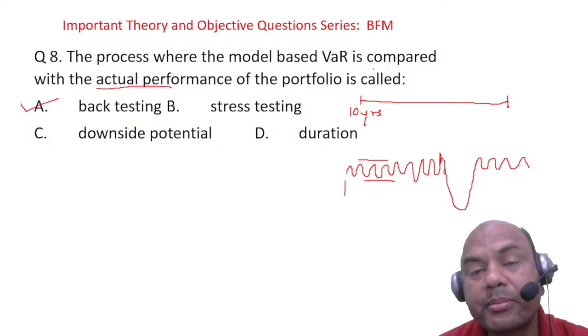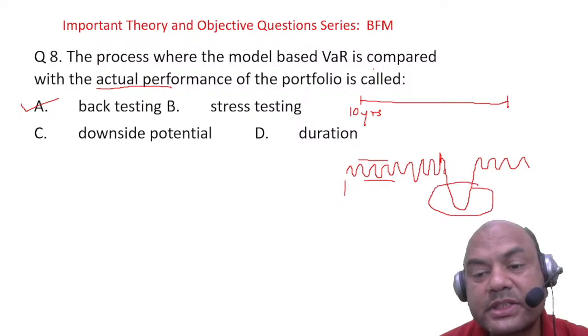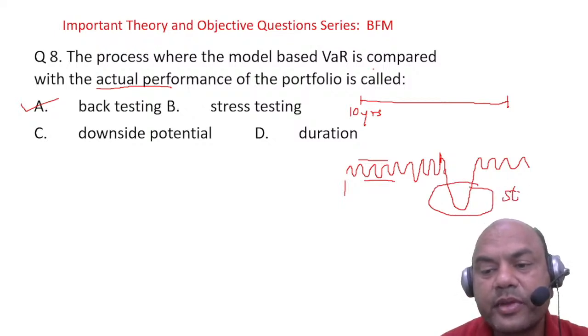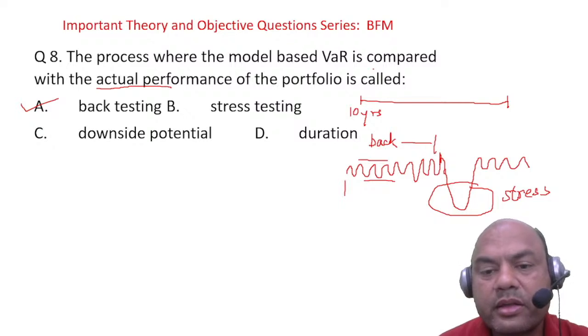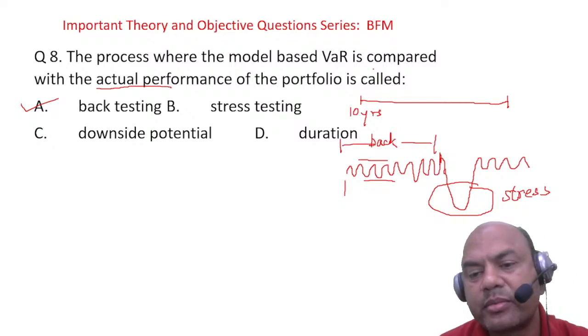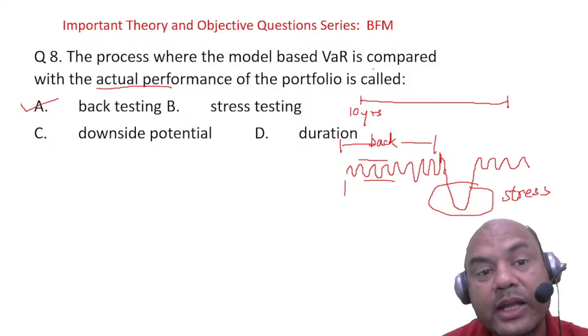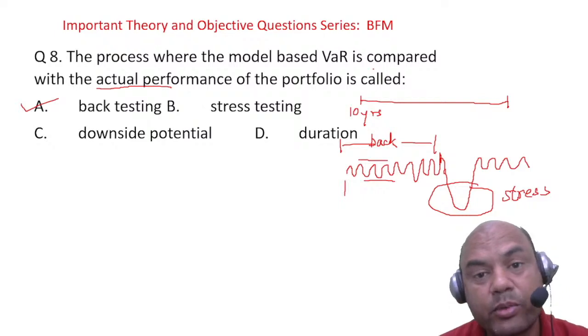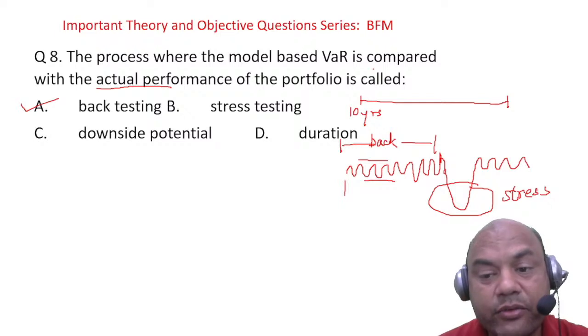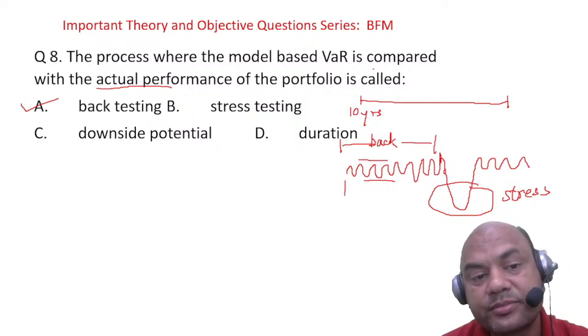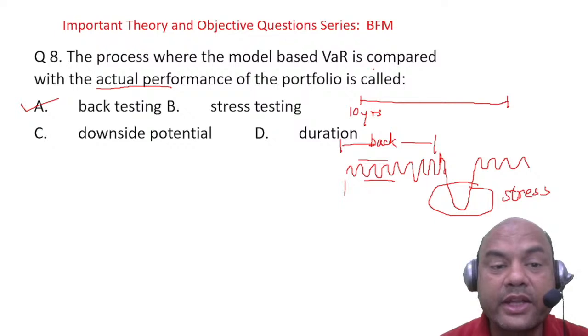But what happened? This is the example of stress testing. This is the example of back testing, where back means comparing with your immediate past. But stress means if something which has not come up in the last 10 years comes up, then what? That's the use of Monte Carlo simulation. Monte Carlo simulation is used to check various unseen scenarios. So the answer over here is the actual performance of the portfolio compared with this, so it is back testing.